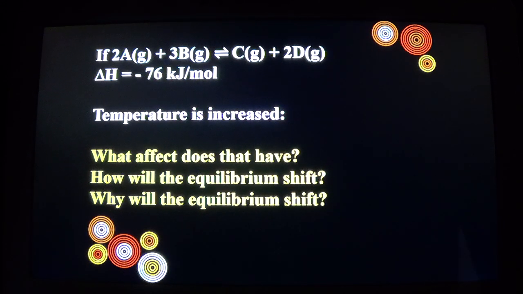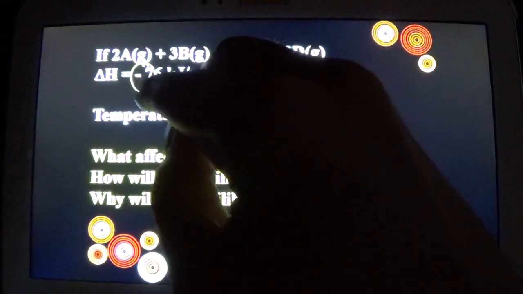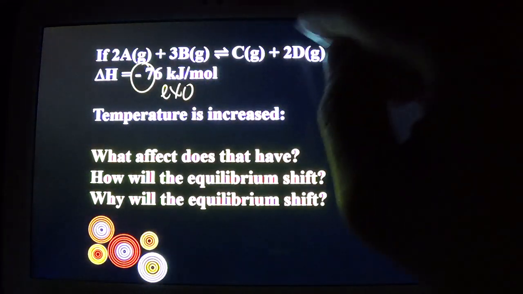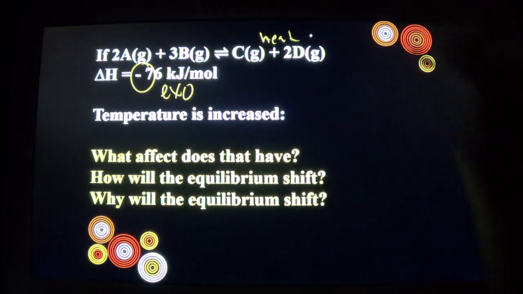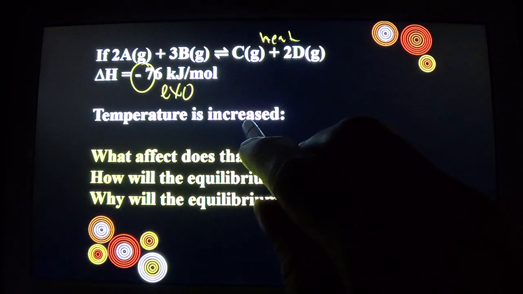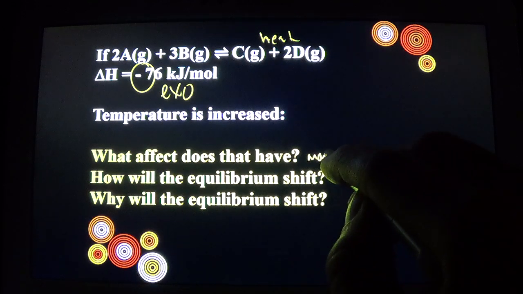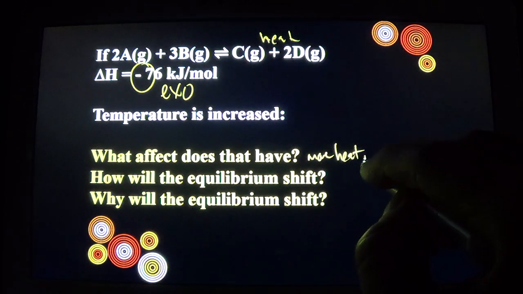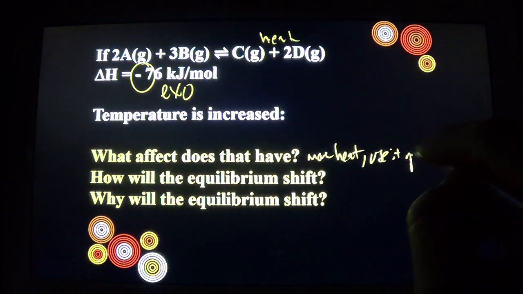Okay, now what do we have? Well, we have something that looks the same, except now it's negative. What's that mean? Please tell me exothermic. That means I want to write heat over here. Okay, so now temperature is increased. That means I have more heat. How am I going to get rid of more heat? I'm going to use it up.